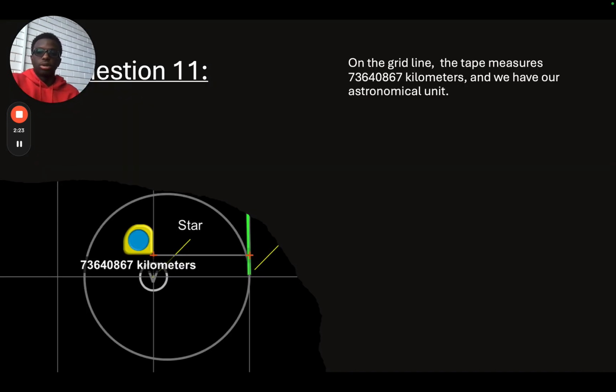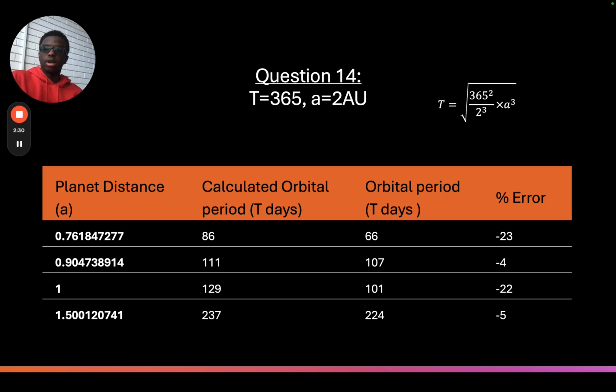For my astronomical unit in this experiment, it's going to be 73,640,867 kilometers. I have chosen 4 different orbital distances and predicted their orbital periods using Kepler's third law. Here are the predictions in the second column, and we can see that they're quite different from the actual orbital period. Why is that? Well, there are 2 main reasons explaining why it's not predicting 100%.